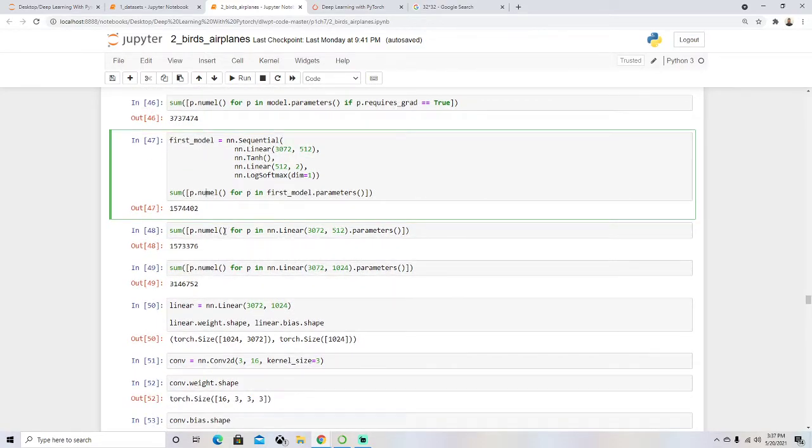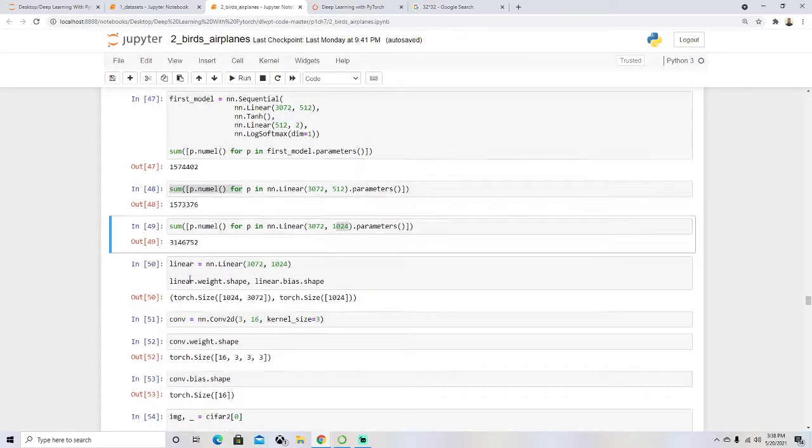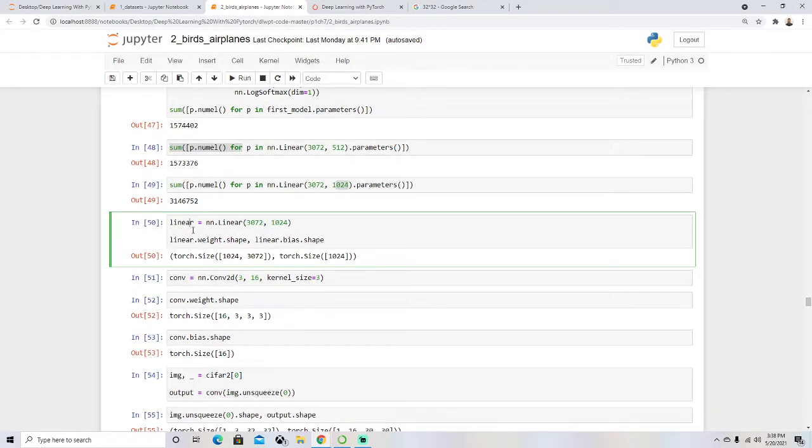And it looks like we could do it a few different ways. If you don't want to write this whole thing, you could just say p in Linear 3000 512 dot parameters, or how many are in this one, 3000 to 1024. Okay, so there's a bunch there. Linear equals nn.Linear 3000 to this one.